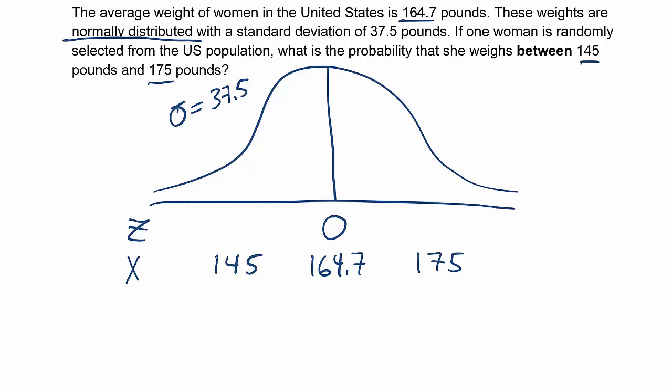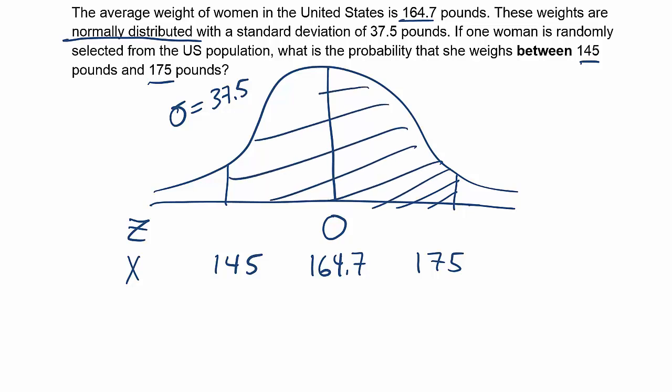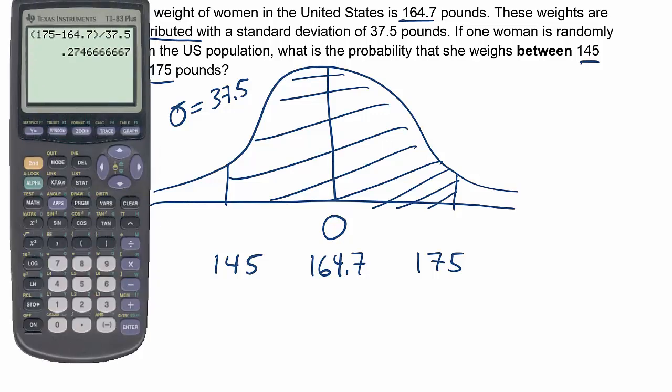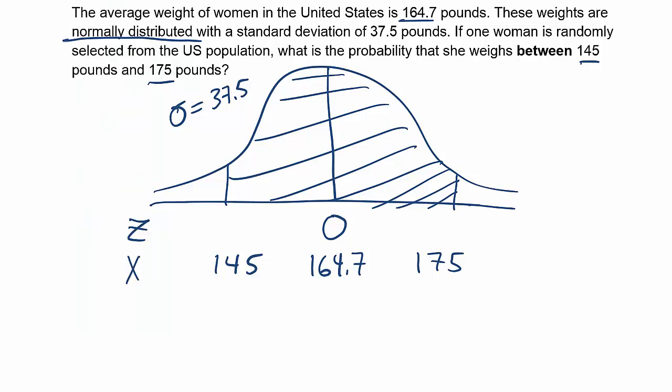So we're looking for the span between these two numbers, or the area under the curve between these two numbers, and that means we're looking for the shaded region I've just drawn. So I'll need to convert both of these into z-scores. Now we've converted the 175 into a z-score already, so I'll just remind you of what that came out to be. It was 0.27, so I'm just going to write that one in.